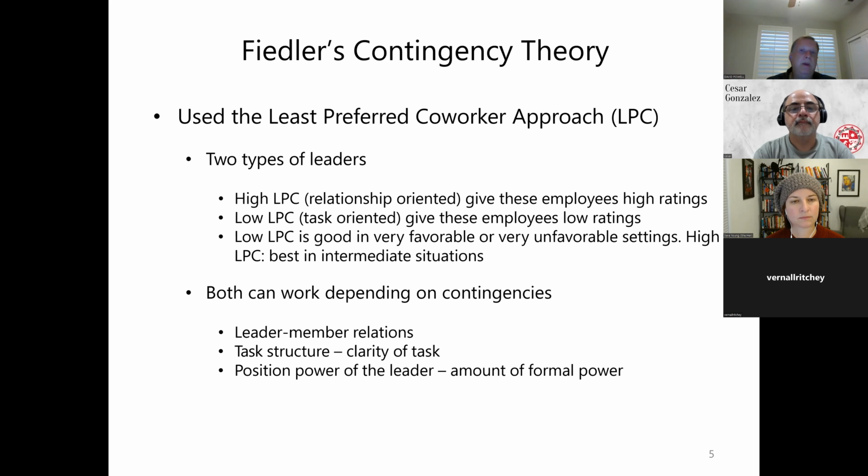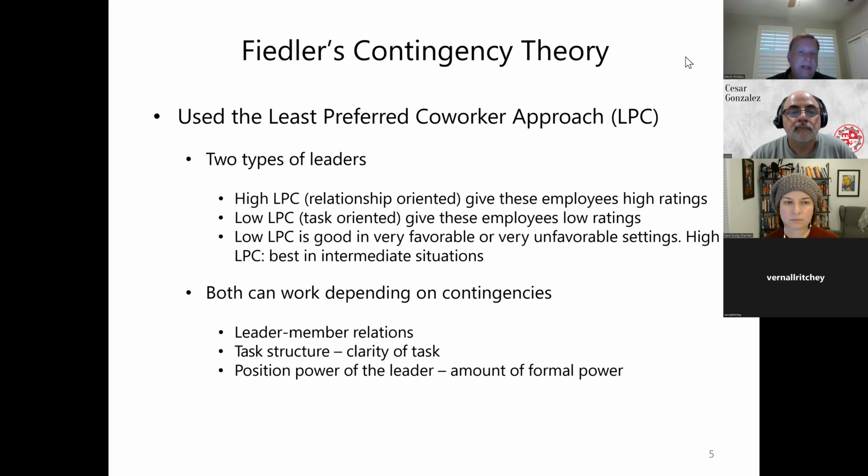So Fiedler will tell us one thing we need to look at is leader-member relations. We need to look at the relationships between leaders and their subordinates, and how strong those relationships are, how much trust there is in those relationships in terms of using a high LPC or a low LPC approach. Clearly, if you've got a lot of trust in those leader-member relationships, those dyadic relationships, then you're probably going to be able to be more high LPC. You're going to want to be more relationship oriented than if there's a lack of trust between the leader and the subordinate. The task structure is another important consideration.